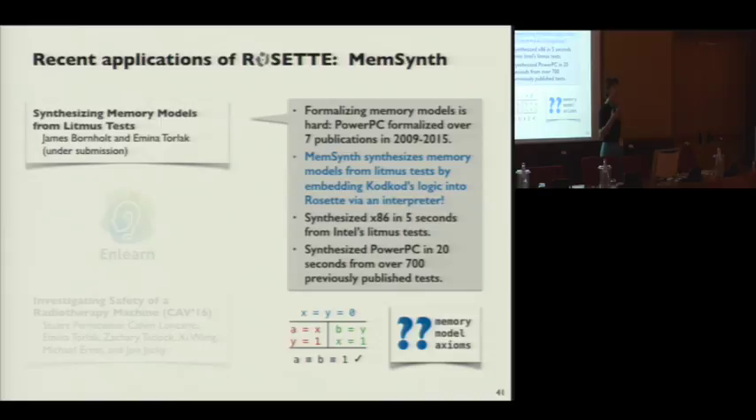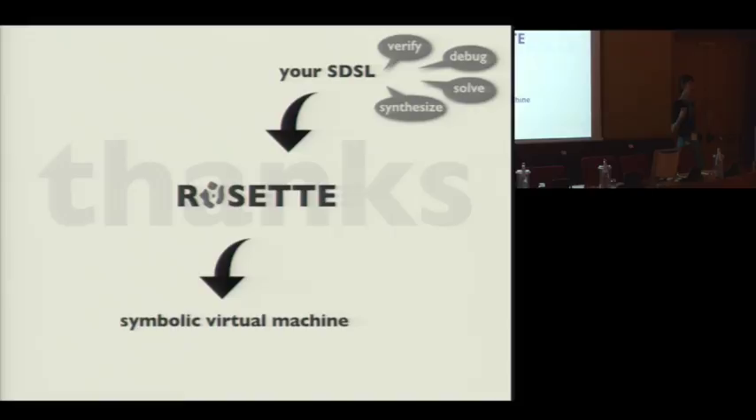We have also been able to synthesize PowerPC in about 20 seconds, from over 700 litmus tests. So this thing is encoding the meaning of 700 concurrent programs, which is really cool. It can be done in 20 seconds, and the 700 tests come from these previous formalization efforts for PowerPC. And that's all I have. Thank you very much for your attention, and I'll be happy to take any questions now.